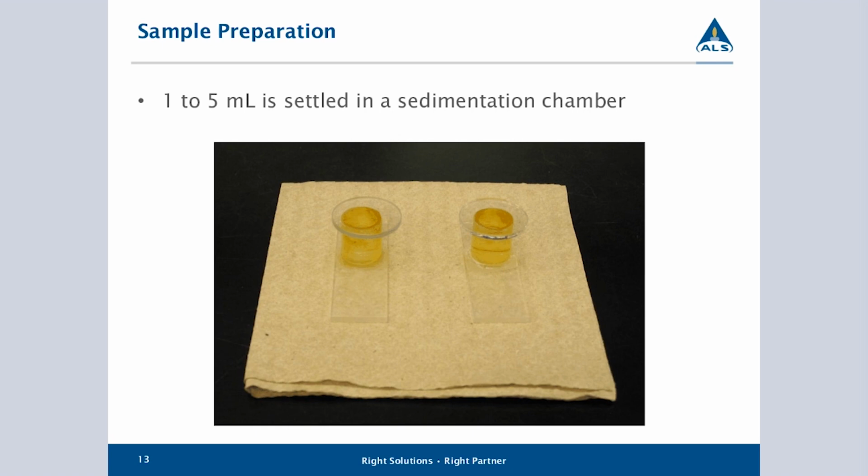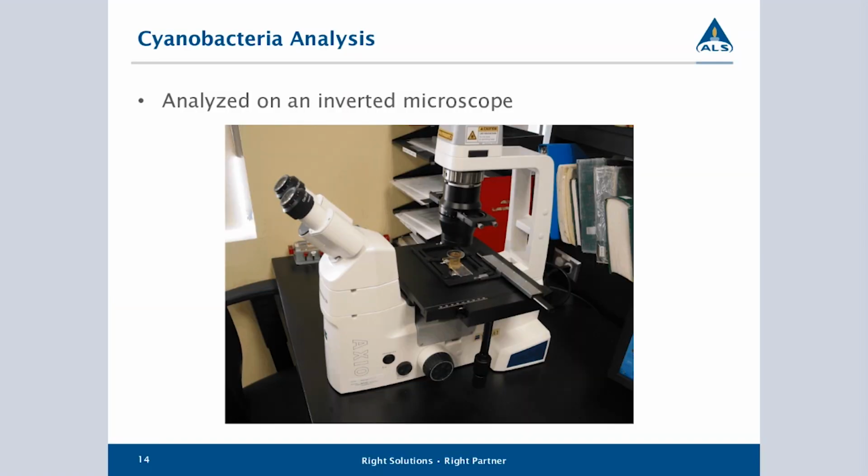The amount we put into the chamber does depend partly on the density of the cyanobacteria in the sample. For example, a sample that is taken directly from a bloom might only be countable when looking at a subsample of 0.1 milliliters, compared to a drinking water sample, which is very low density. In those cases, we would subsample 5 milliliters of sample.